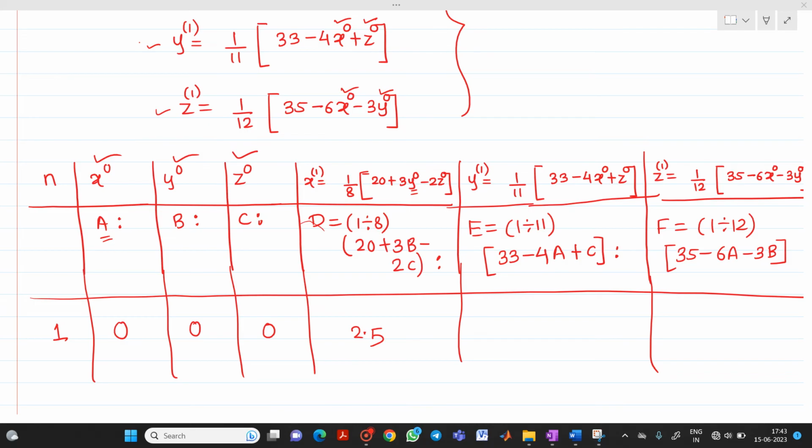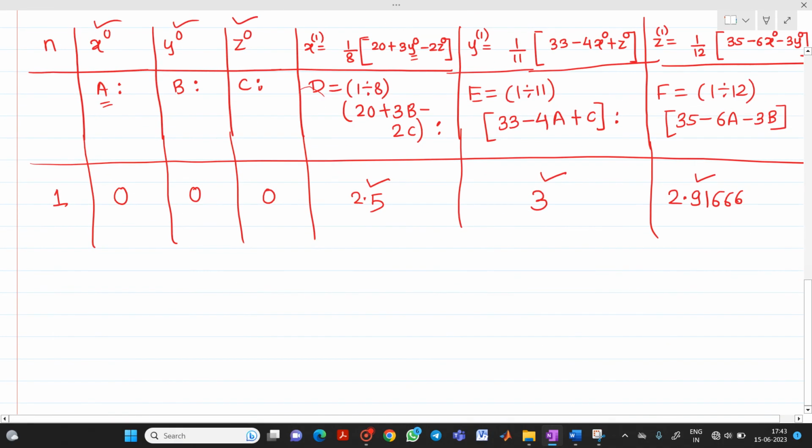So what we did, we pressed CALC, so we got A equal to 0, B equal to 0, C equal to 0. So if you press your equal to button on the calculator, you will get this D as 2.5. Again press the equal to button, you will get E, which is equal to 3. And again if you press this equal to, you will get this answer as 2.91666. So this is the answer of x1, y1 and z1 at the end of iteration 1.